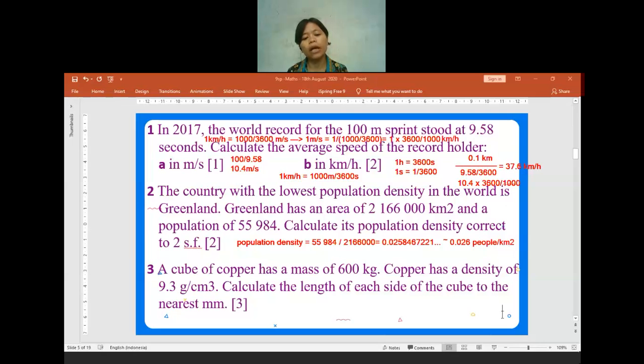A cube of copper has a mass of 600 kg. Copper has a density of 9.3 grams per cubic centimeter. Calculate the length of each side of the cube to the nearest millimeter. So how do we find the volume?